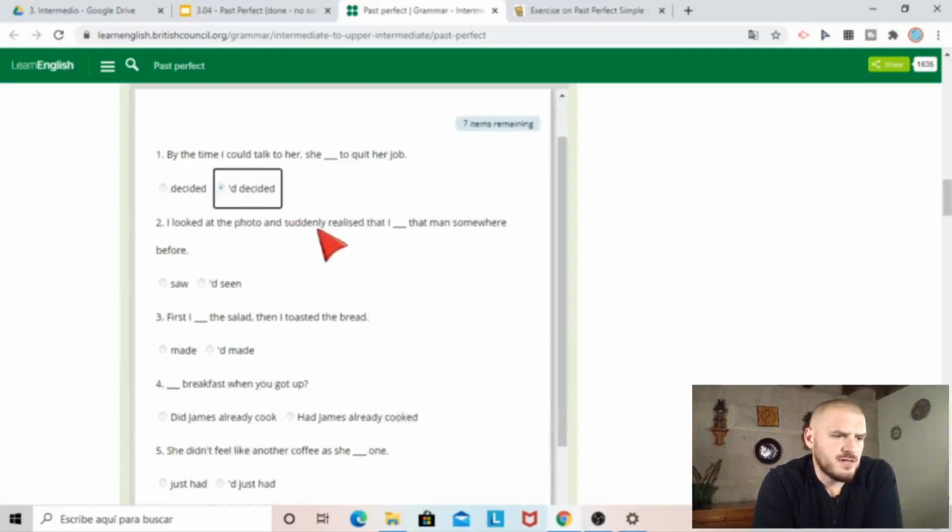I looked at the photo and suddenly realized, con ese, porque esto es inglés británico, I looked at the photo and suddenly realized that the man somewhere before, okay. Vi la foto y me di cuenta que yo, ese hombre, en algún lado antes, había visto, right? I had seen. Complete the activity and I will see you in a moment.